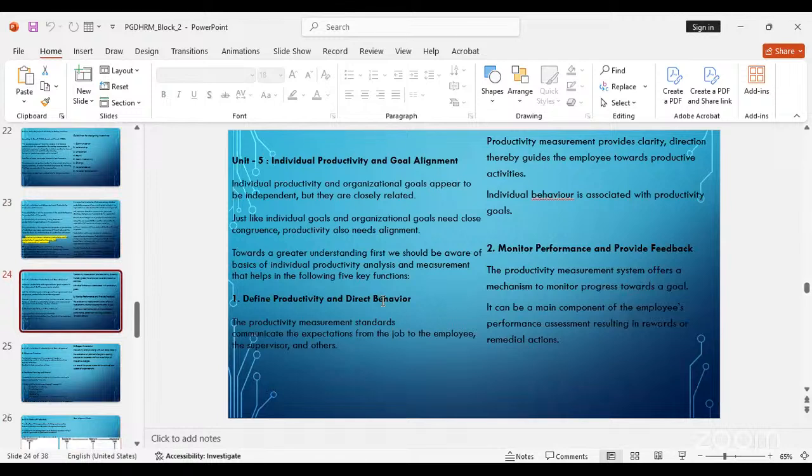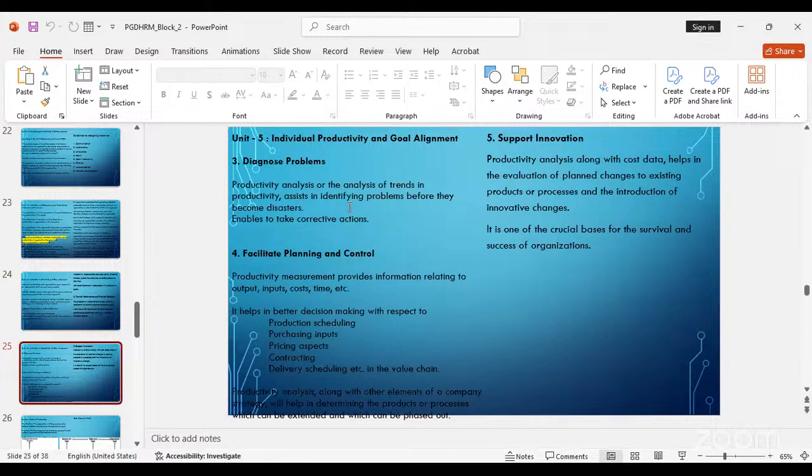So, aligning individual goals, individual productivity, and goal alignment. First, productivity should be defined clearly and direct behavior, and then monitor performance and provide feedback. Giving feedback is one of the important aspects. Diagnosis of problems, facilitate planning and control, support incentives.